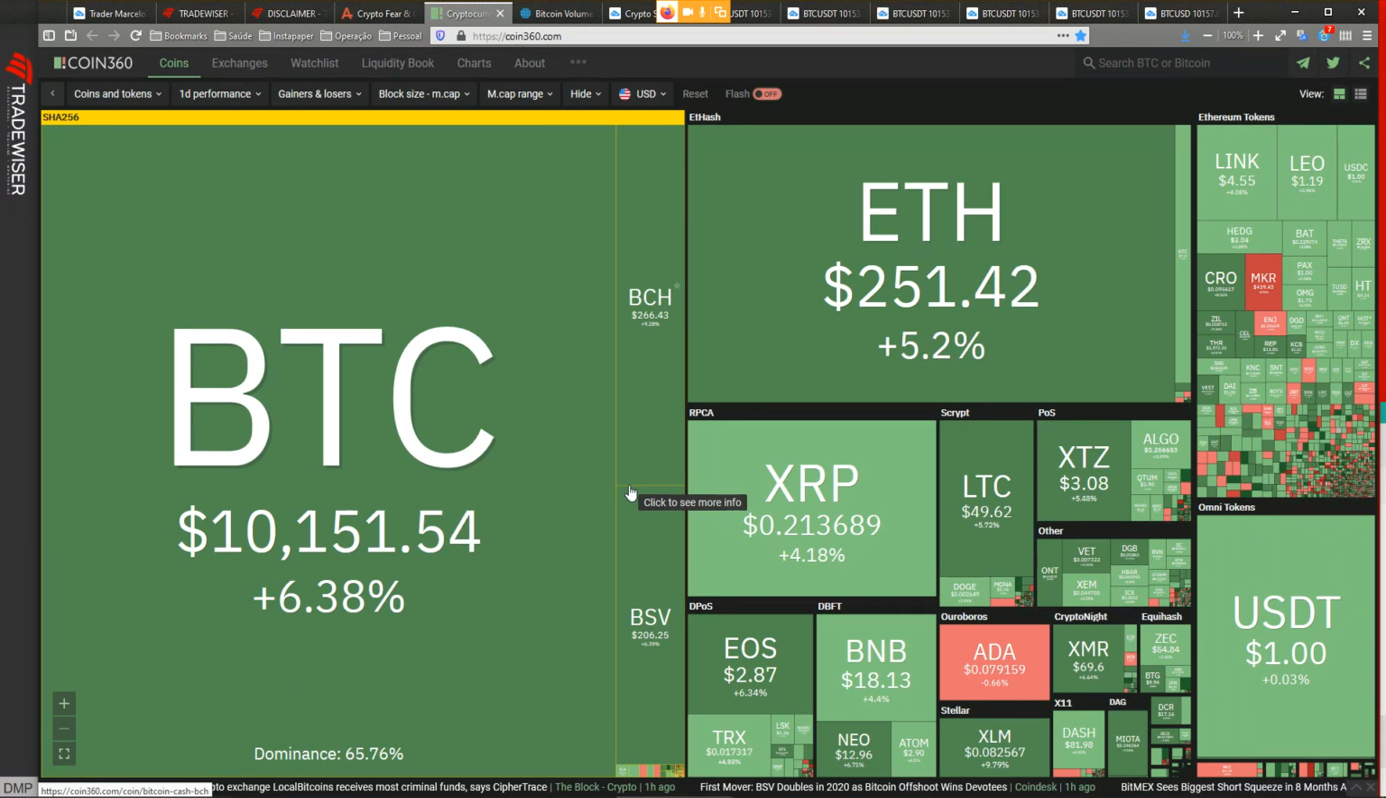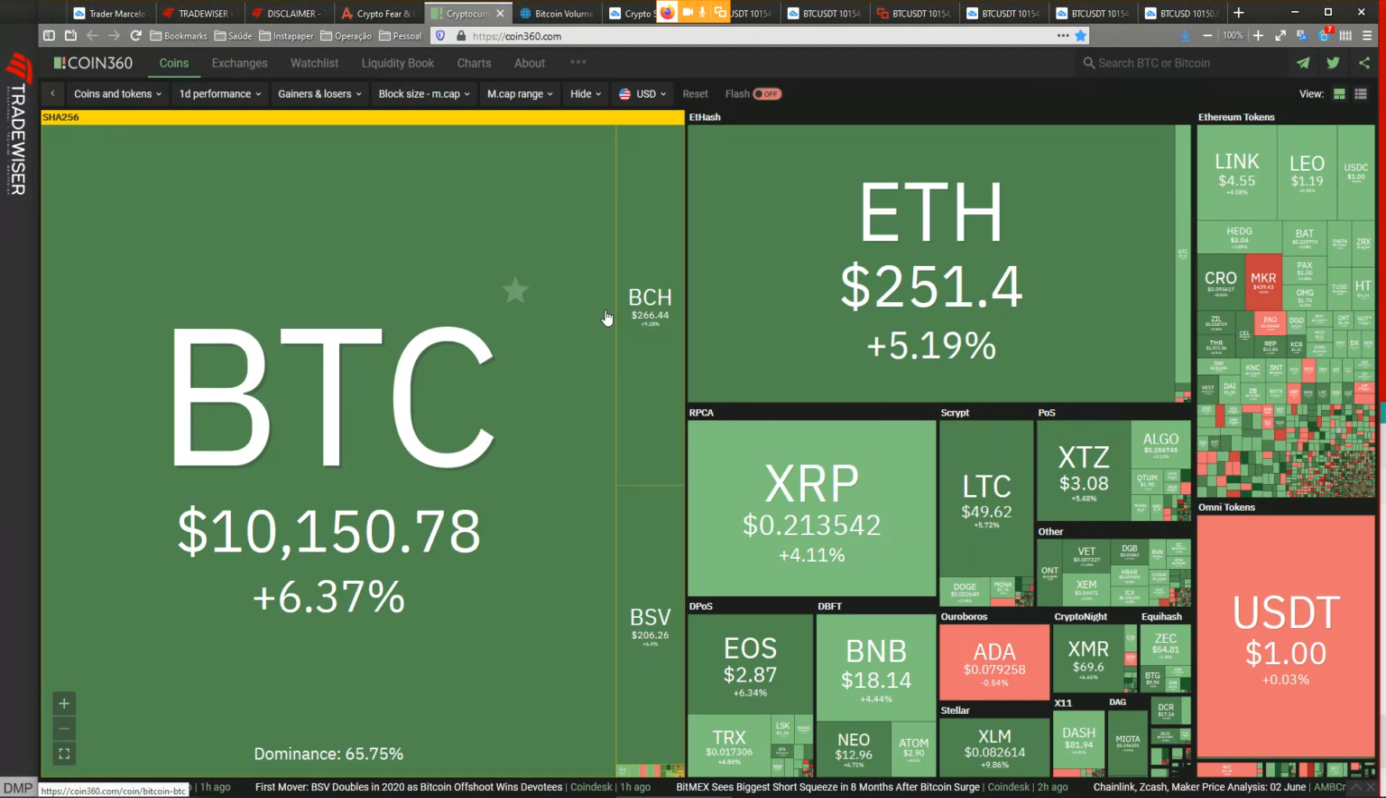We have Bitcoin at 6.4%, which is nice, but I tend to say that we might go sideways while the rest of the cryptocurrency market moves up in order to match the difference between their prices.